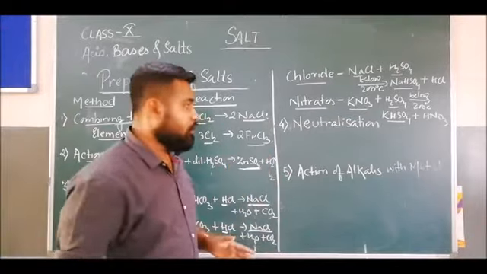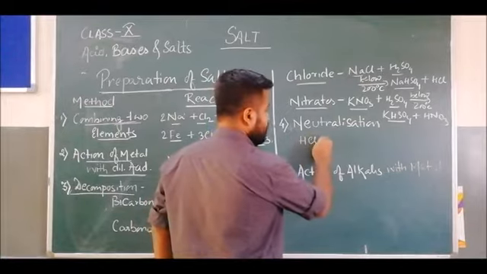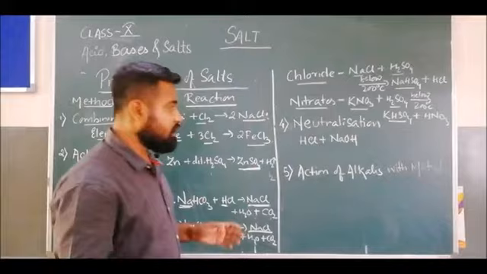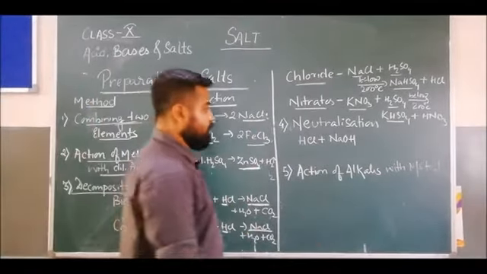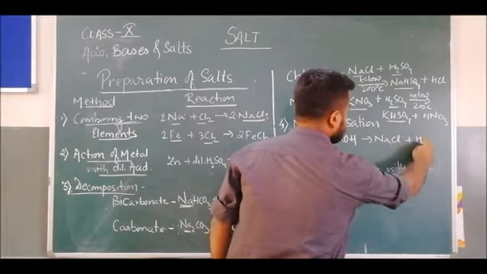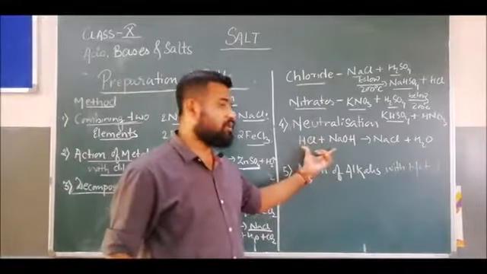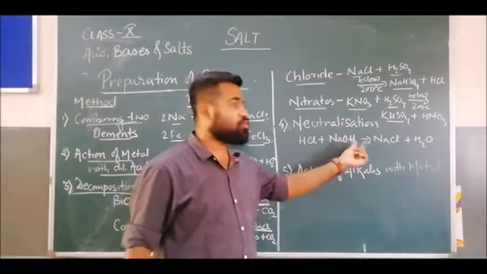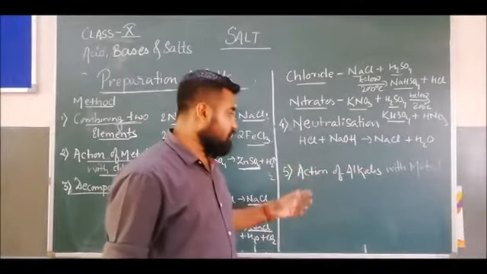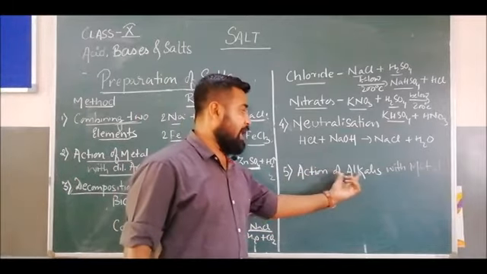Already you know that whenever acids are treated with bases, HCl treated with the base NaOH, what happened? They give salt plus water as a byproduct. Already we have discussed in the neutralization reaction, acid and bases react to give salt plus water. So now come to the last method for the preparation of salt by using alkalis.